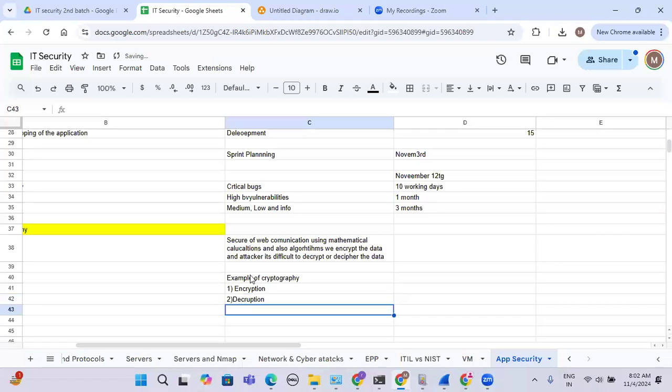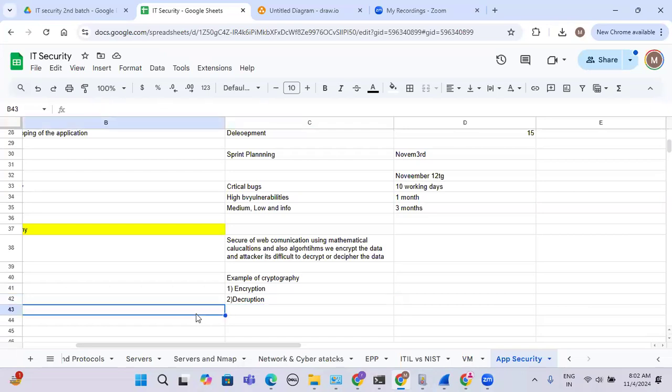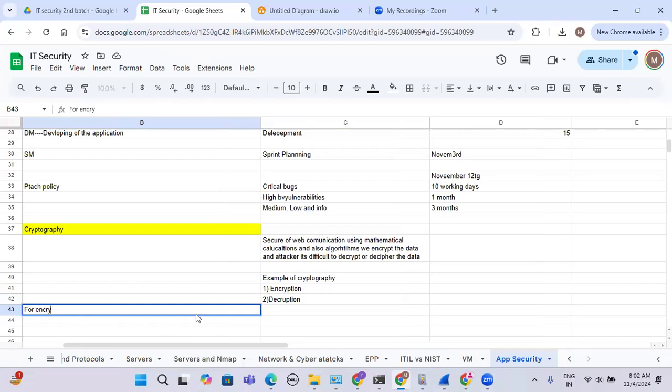Already we know what encryption and decryption are. Encryption is just providing the password or key, and decryption is the opposite. Whatever encryption we are doing, we have to decrypt using the keys. So here we will use two different types of keys, for encrypting the data and decrypting the data. We will use two keys.